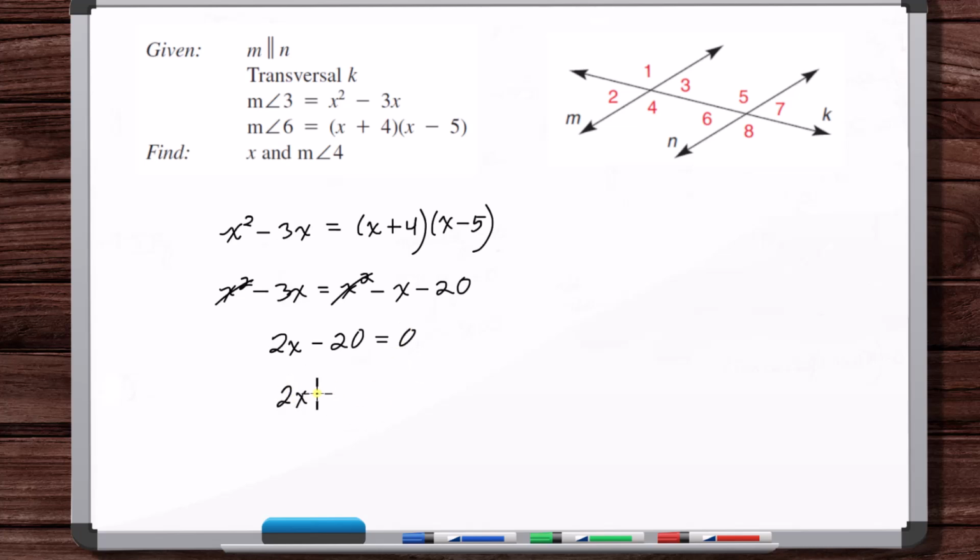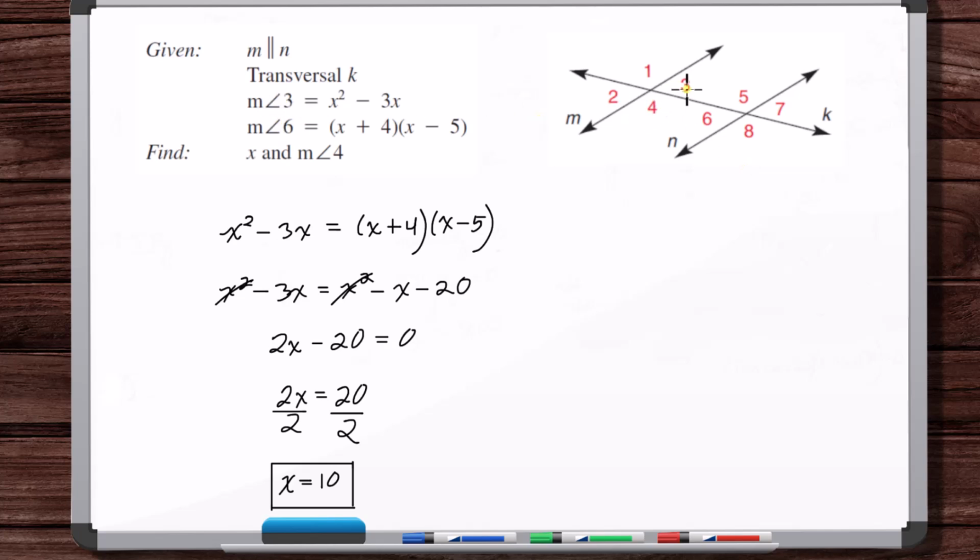Okay, adding 20 to both sides. So x is equal to 10. Okay, now the measure of angle 4, that's x. Now the measure of angle 4, how is that related to either one of these?